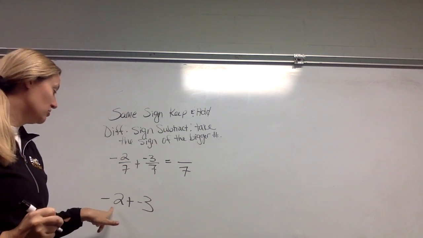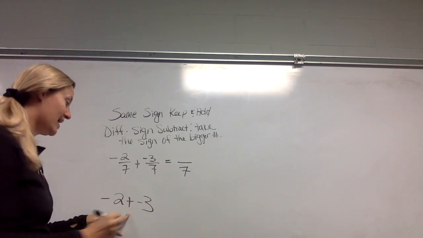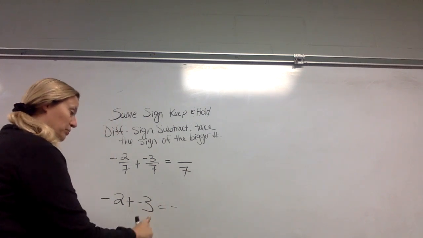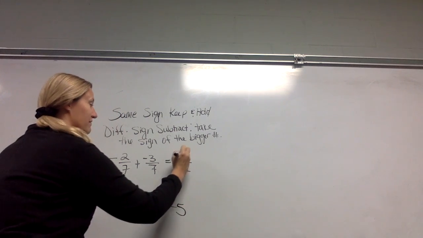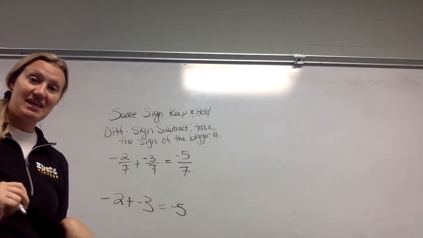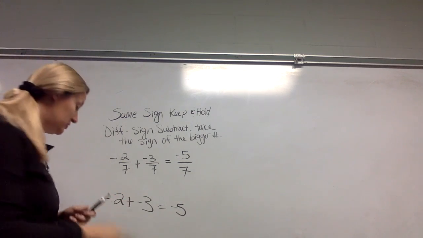Okay? So same sign, keep and add. So I'm going to keep the negative. 2 plus 3 is 5. So this is negative 5. So it is negative 5/7. And that's all there is to it.